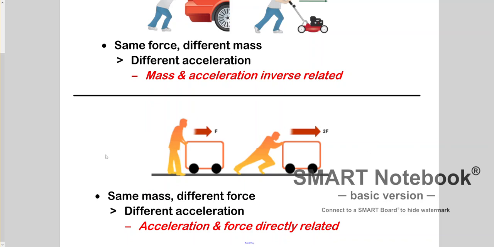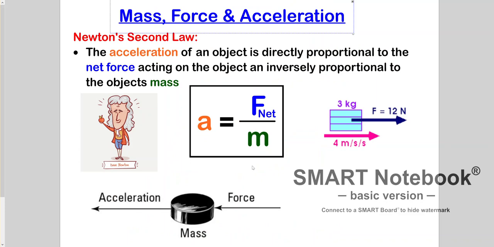So what we can say is that if mass is the same but force changes, then so does acceleration. And we see that that must be a direct relationship. As force increases, assuming mass stays the same, acceleration also goes up. And if we put those two things together, that mass and acceleration are inverse and acceleration and force are direct, then we get what is Newton's second law.